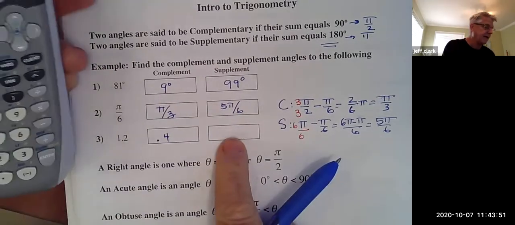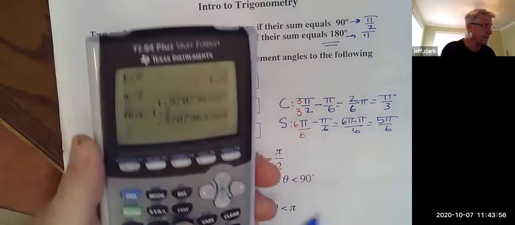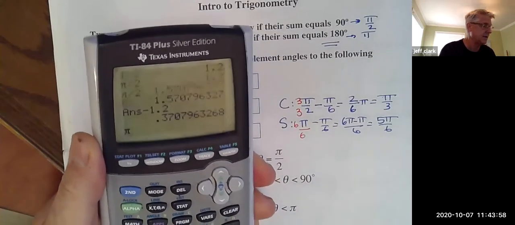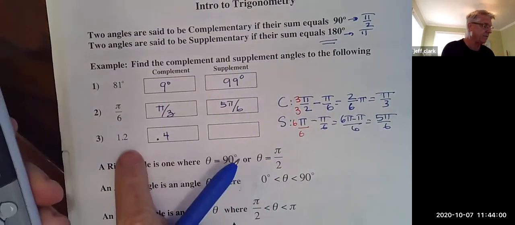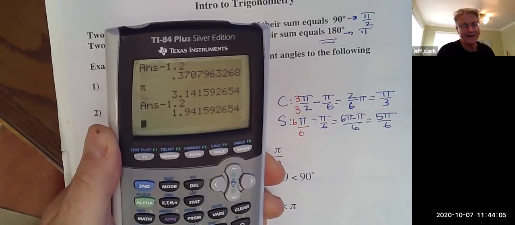And to do the same thing, if I want the supplement, I'm going to take the pi equivalent. I'll subtract off the 1.2, and I get about 1.9.